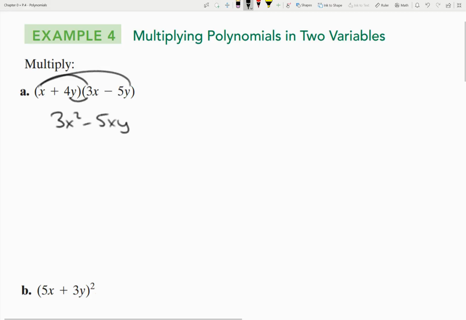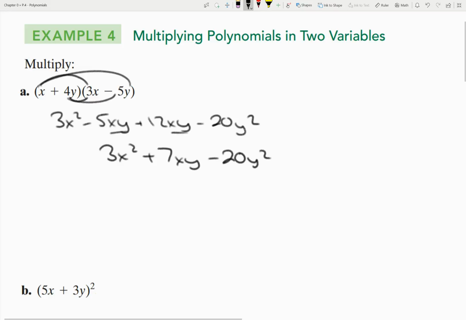So 4 times 3 gives me 12xy. There's one x and one y. And for the last term, we have a minus 20y squared. And notice that the two xy's are like terms. So we can put those together to give me 7xy minus 20y squared.